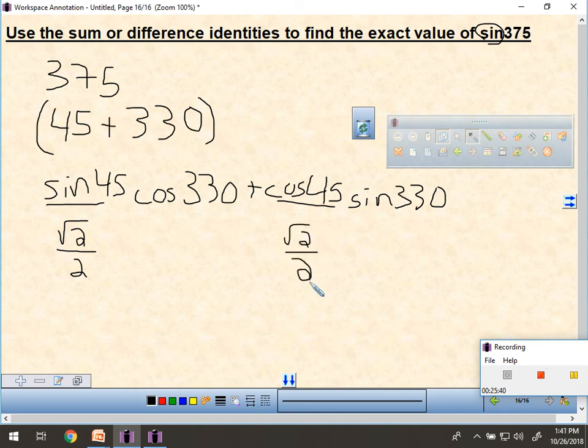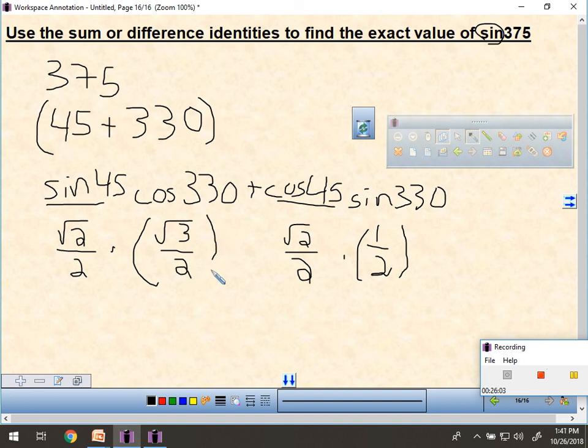But for 330, I don't know exactly what that is. 330 is in quadrant 4. It has a reference angle of 30 degrees. So across from 30 is 1/2, so this over here is going to be 1/2. And then the other one is going to be radical 3 over 2. Then we're just going to multiply this out, and that's going to give me radical 6 plus radical 2 over 4. And that would be the answer for that.